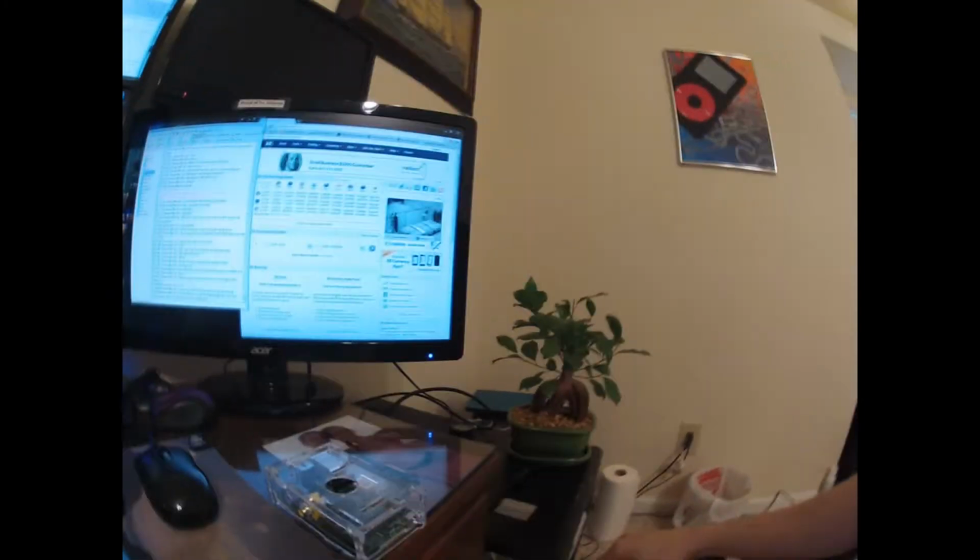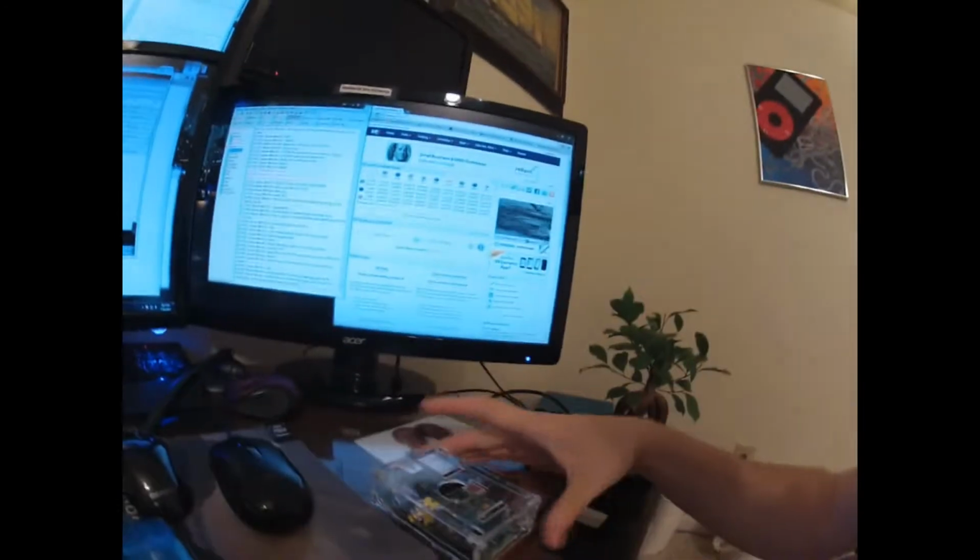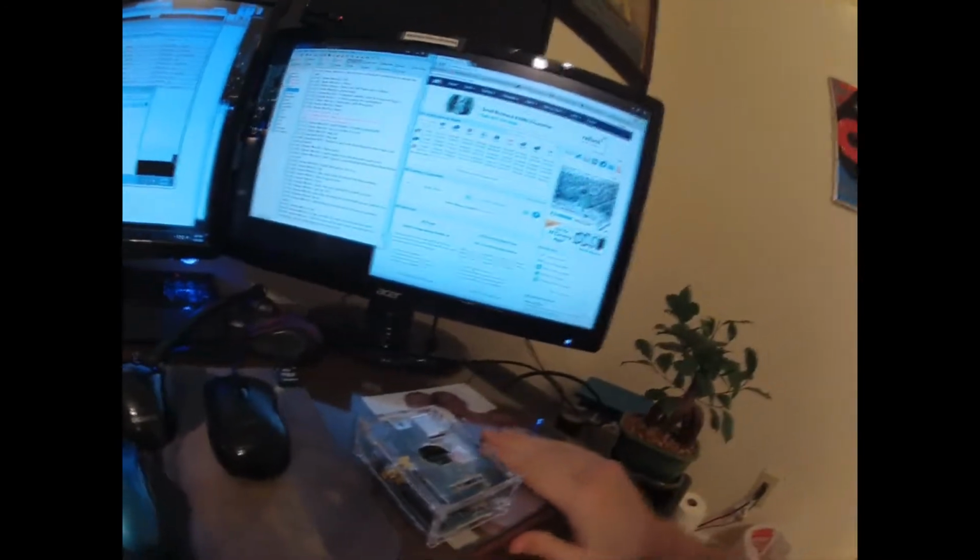So here we have the Raspberry Pi in question. Ow, I just hit my knee on this table. I'm sorry, table. Anyway, this is our Raspberry Pi. I just put the case on it.